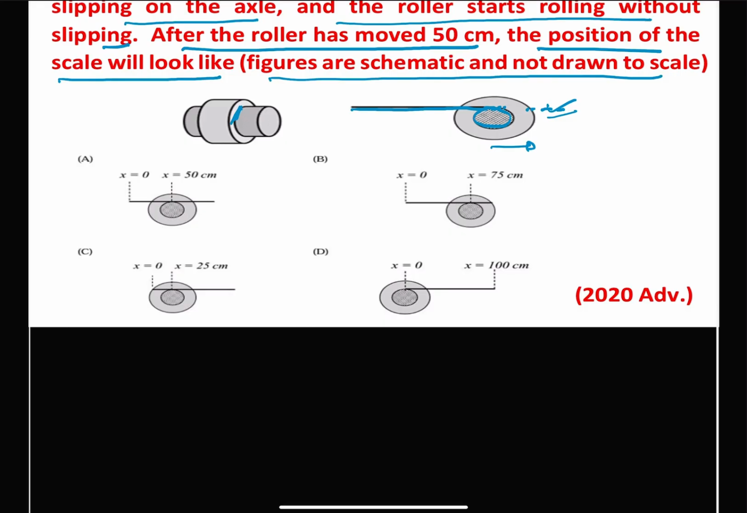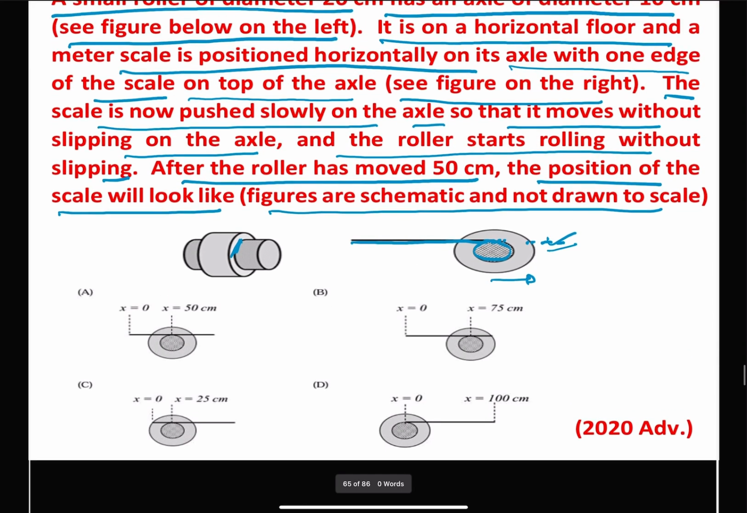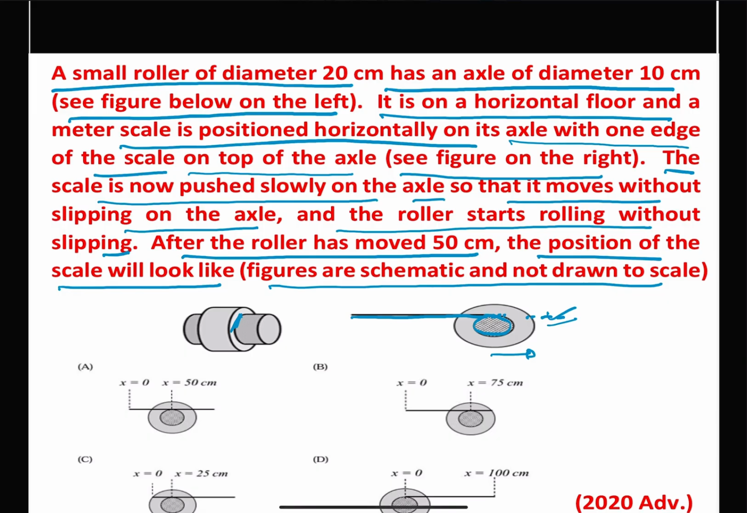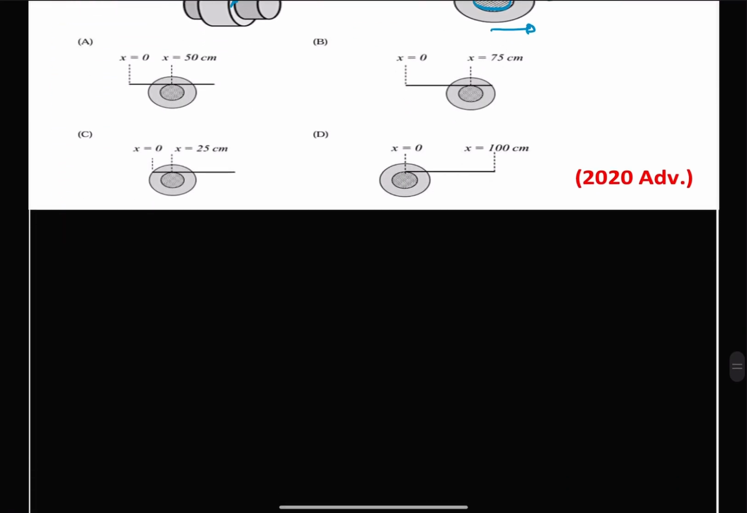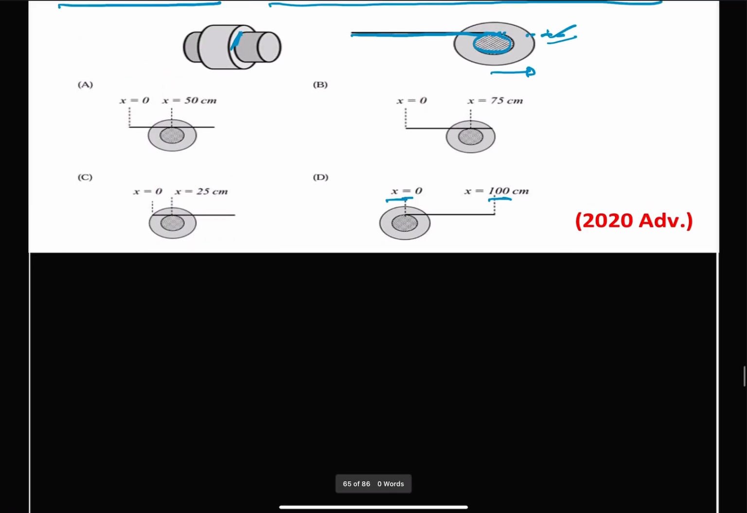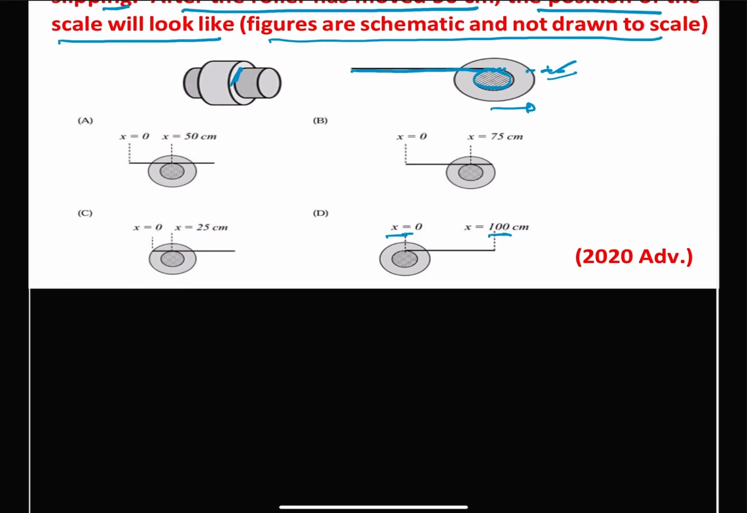We have to remember that the roller is going to roll without slipping on the horizontal floor. The diameter of the roller is 20 centimeter and the axle diameter is 10 centimeter. From the figure we can at least see that the total length of the scale is close to 100 centimeter. From this last figure we can make an approximate assumption based on the figure given to us.